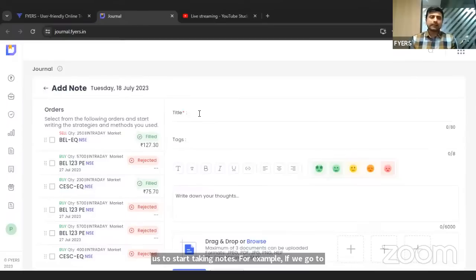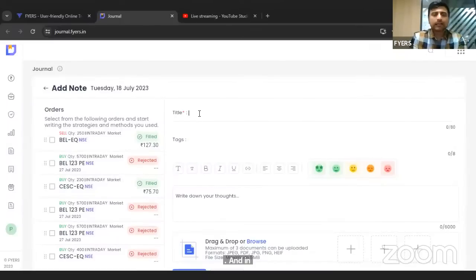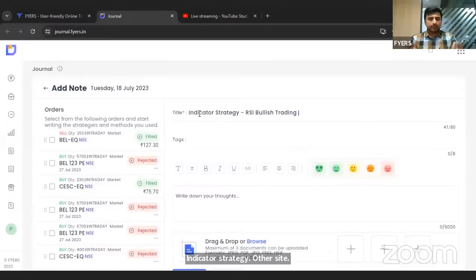For example, let us say we want to write a note for the entire day कि हमने क्या किया था. Let us say we followed an indicator strategy. So in this यहाँ पे मैं टाइटल दे दूंगा indicator strategy RSI bullish trading ऐसे बोल के. So tags माने you can write hashtags यहाँ पे. Hashtags की similar tags यहाँ पे आप दे सकते हैं.